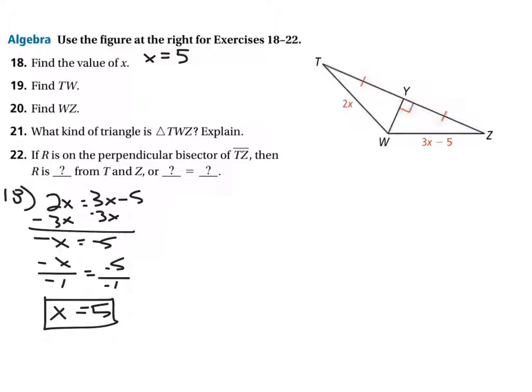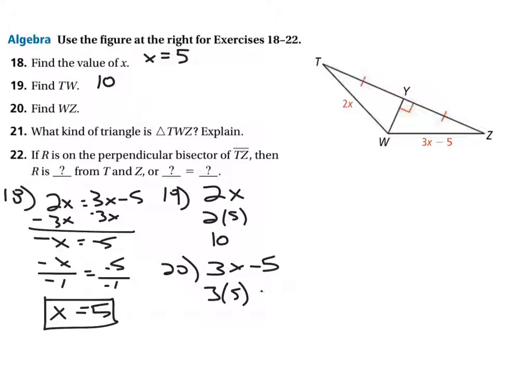That was easy. Find TW, 19, we'll go here. TW is 2x, and we know that that's 2 times 5 then, which is 10. So 10. 20 says find WZ. That, we should already be aware, is going to be the same length. So when we plug the values in, 3 times (5) minus 5, we get 15 minus 5, or 10. It's also 10. I'm going to box that answer here.